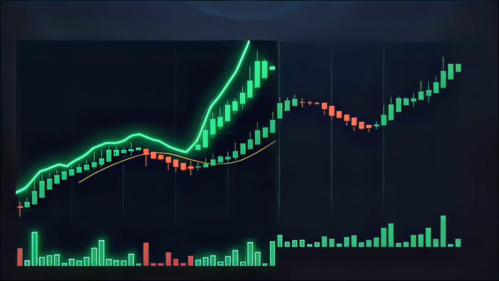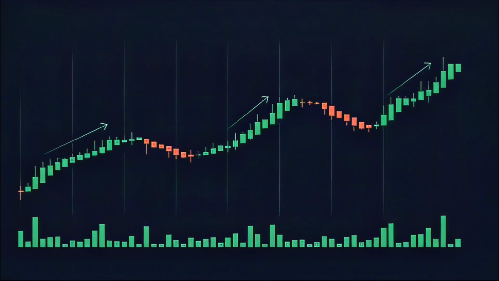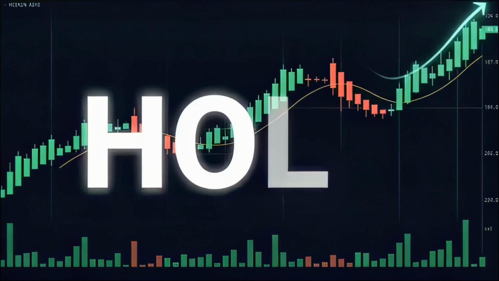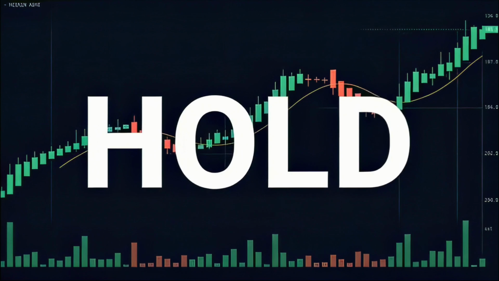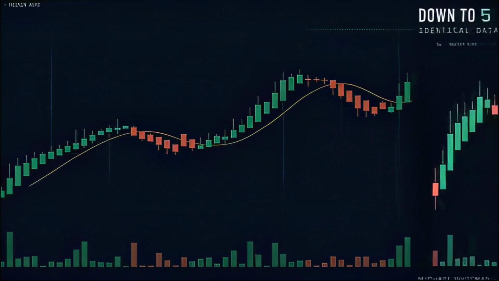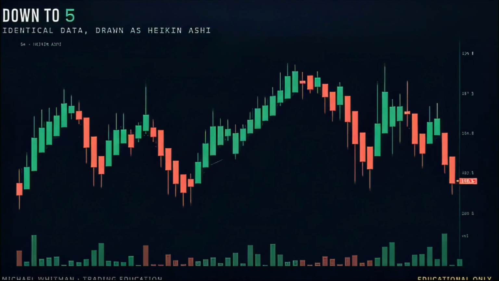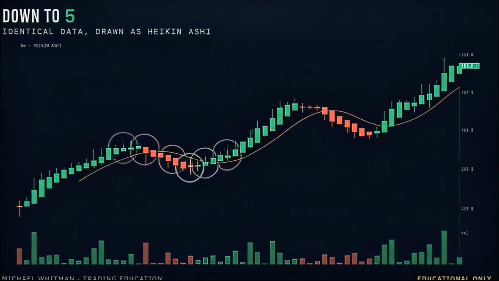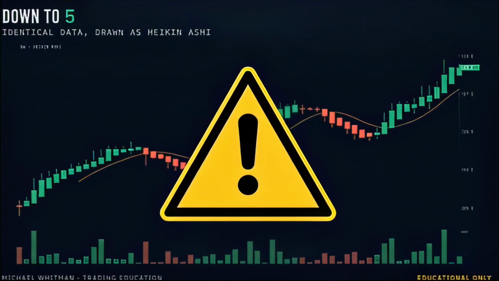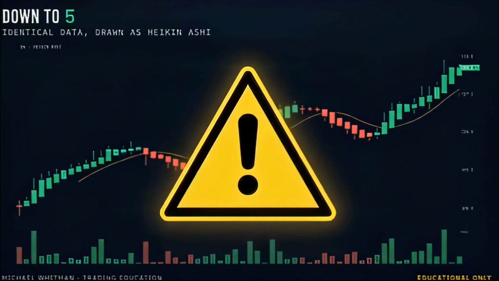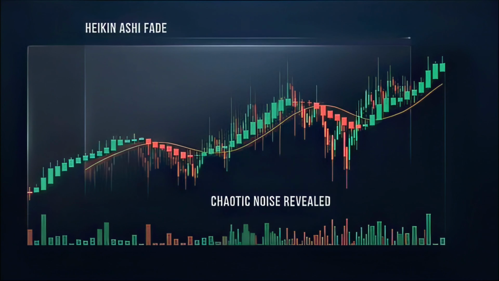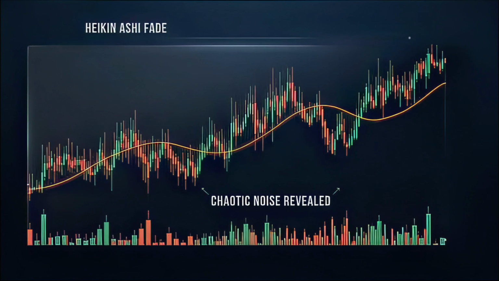The first, growing bodies in one continuous color, is the cleanest read this tool gives you. That is a trend with force behind it, and your job is to hold it. The second is the tool telling you it has nothing to offer. Alternating small bodies means there is no trend to smooth, and in that condition, Heikin Ashi is not just unhelpful, it is actively misleading, because those averaged bodies make random chop look more orderly than it is.